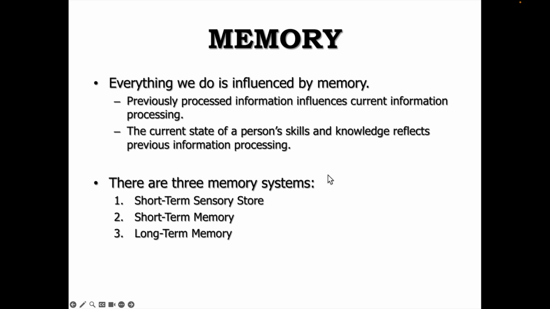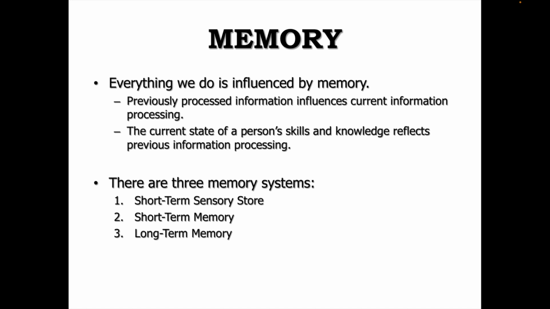So with reaction time and choosing which sort of response we want to have, typically we take our responses and choose them from memory, because our body is influenced heavily by our memory. Previously processed information influences current information processing. So if we have previously processed information about the environment that we're competing in, we can use this information that we processed previously to give us more information on how to react in this particular situation.